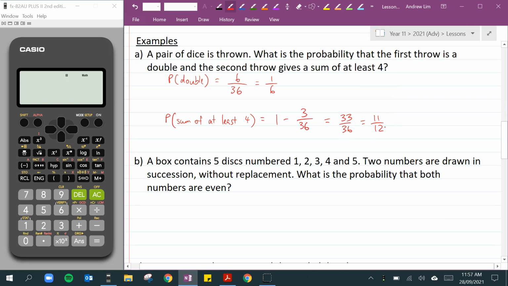Now, these two events are independent of each other. If I throw a double the first time, it's not going to affect whether I get a sum of 4 or less or more the second time. Because they are independent events, I'm just going to multiply these two probabilities. So the probability of a double and a sum of at least 4 is equal to the probability of the first one times the probability of the second, which will give us 11 out of 72.